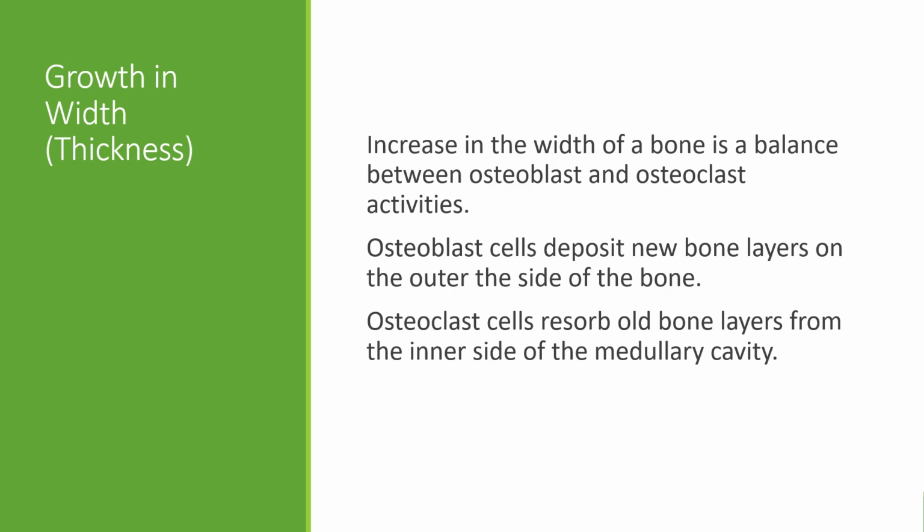So there is a balance that's happening here between the osteoclast and the osteoblast activities. Remember, the osteoblasts are building bone and the osteoclasts are breaking the bone down. So osteoblasts are depositing new bone layers on the outside of the bone, and at the same time, osteoclasts are breaking down old bone layers on the inside of the medullary cavity so that the thickness of the wall of the bone stays the same, but the overall effect is for the bone to get wider. If the bone didn't take away from the inside while it was adding to the outside, it would just get too heavy and your muscles wouldn't be able to move it around.